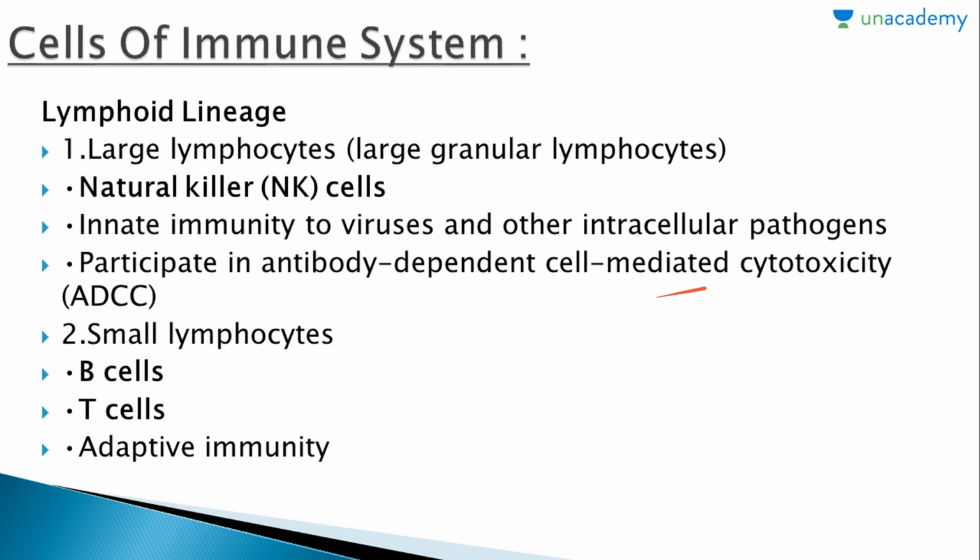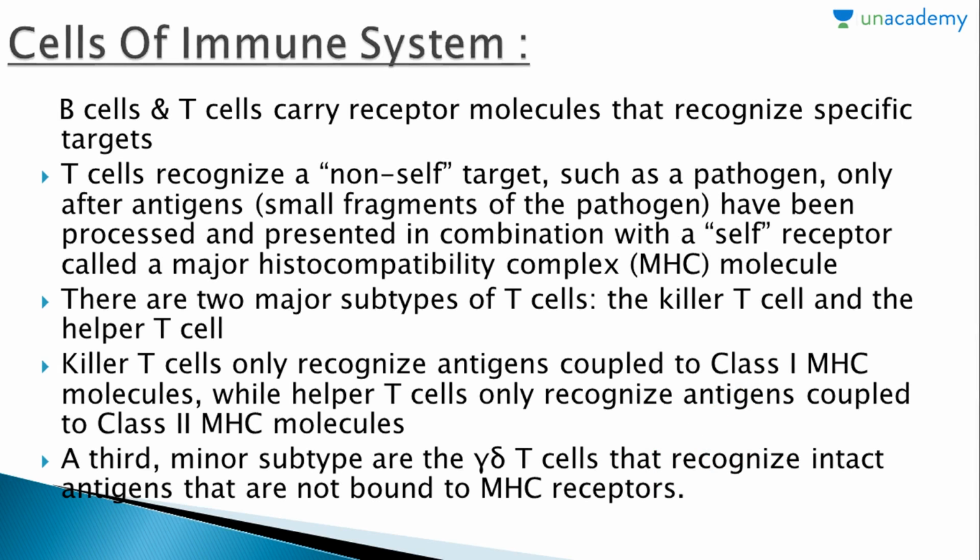Now the small lymphocytes, they are the B cells and T cells. They provide the adaptive immunity. Okay. Next we have B cells and T cells, which carry receptor molecules that recognize specific targets. T cells recognize non-self targets such as pathogens only after antigens, that is the small fragments of the pathogens, have been processed and presented in combination with a self receptor called a major histocompatibility complex molecule. Okay, do not go into the details, just look at the overview.